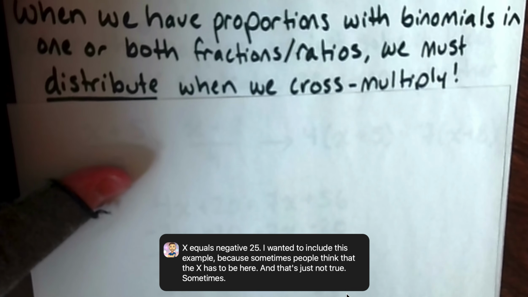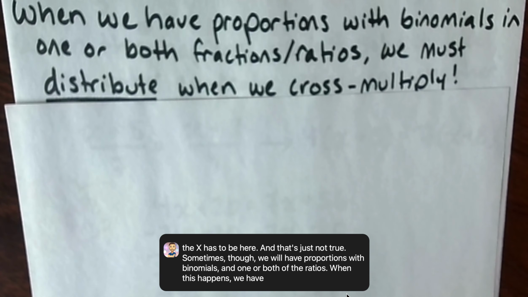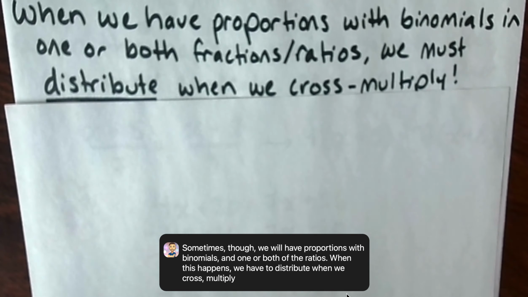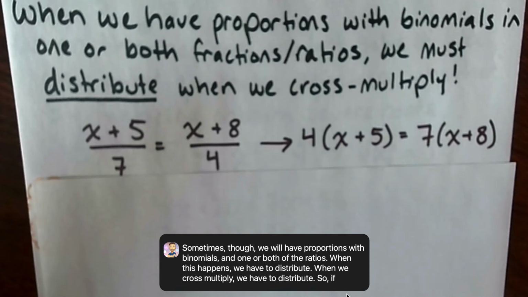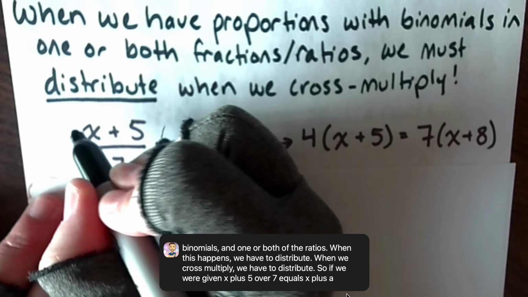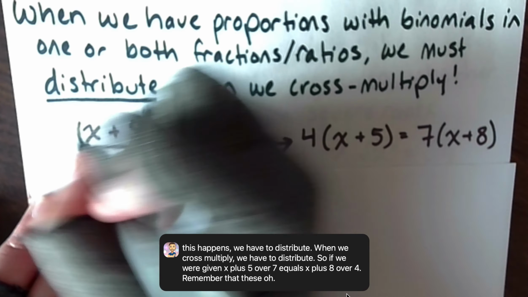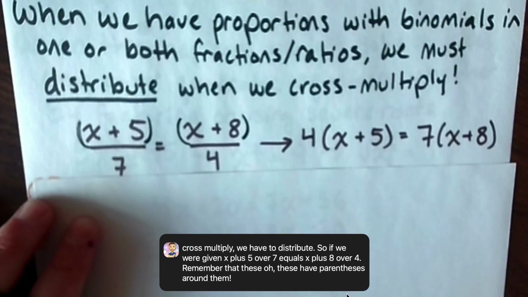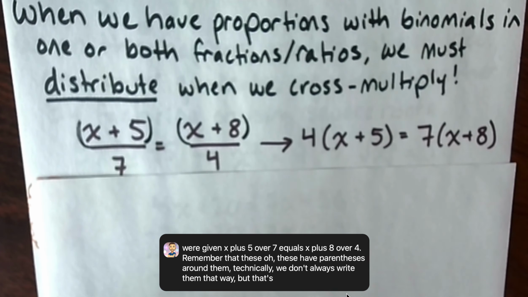Sometimes, though, we will have proportions with binomials in one or both of the ratios. When this happens, we have to distribute when we cross multiply. So if we were given x plus 5 over 7 equals x plus 8 over 4, remember that these technically have parentheses around them. We don't always write them that way, but they do.